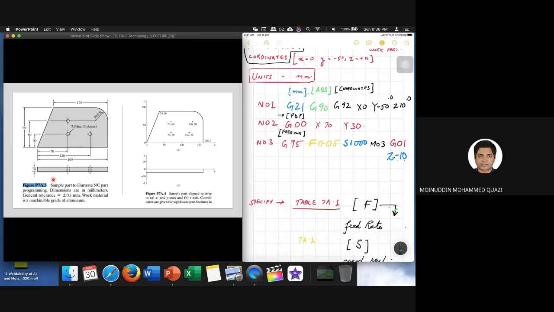After the tool has gone -10 and has done the drilling, I want it to go upward again and go back. So in order to make it go back, I will write another sentence, N03. Just linear interpolation, go up. So G01 Z10.0. So now it has gone up. Simple. Now I have done the drilling of the hole.